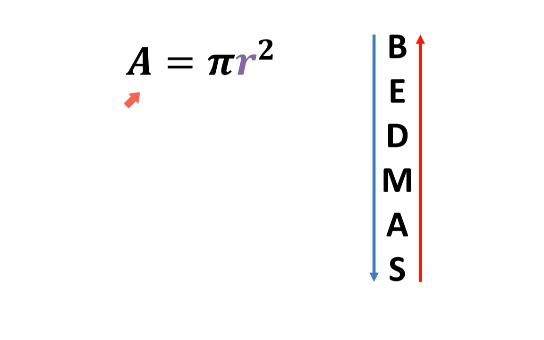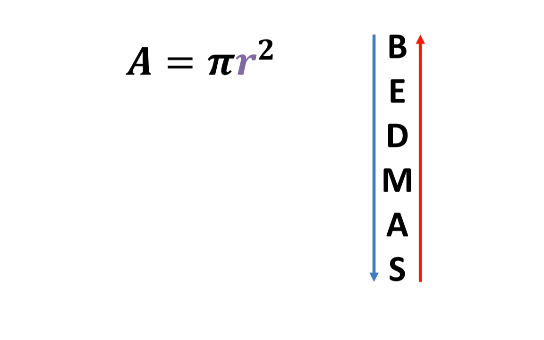This is the formula for area of a circle. Area is equal to pi multiplied by r squared. Let's say I want a formula for r, which is radius. First, I want you to put yourself in the perspective of r. You'll notice that there's an exponent of 2 and pi right beside it.